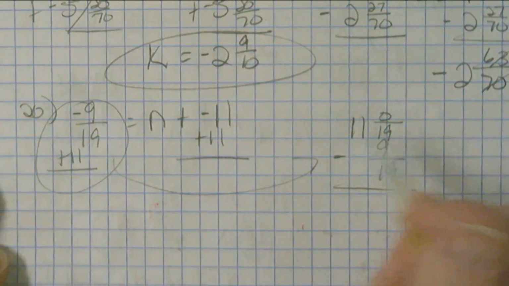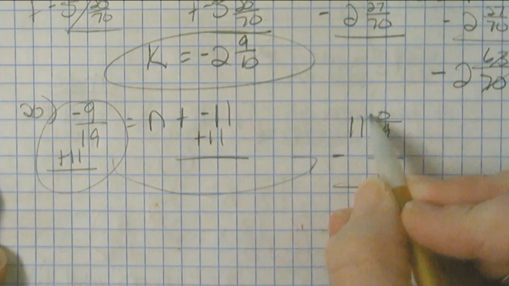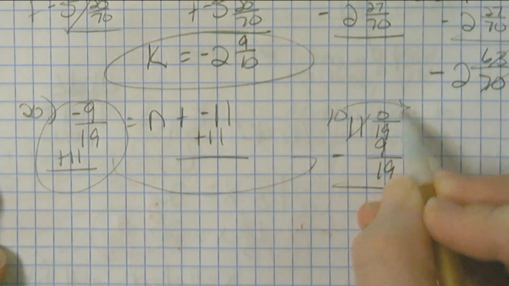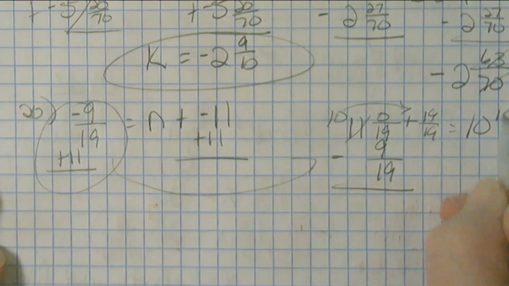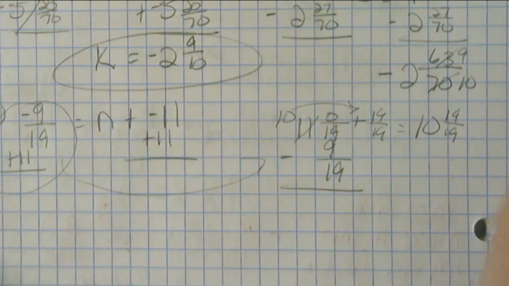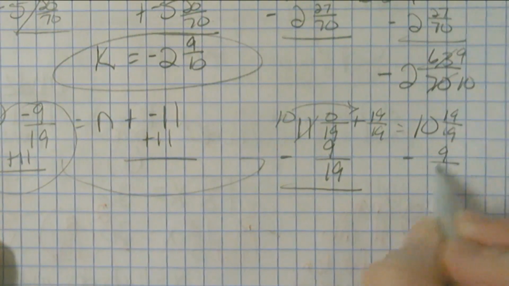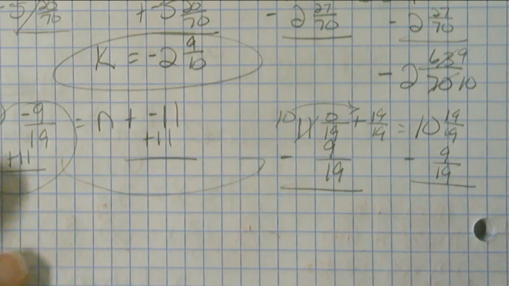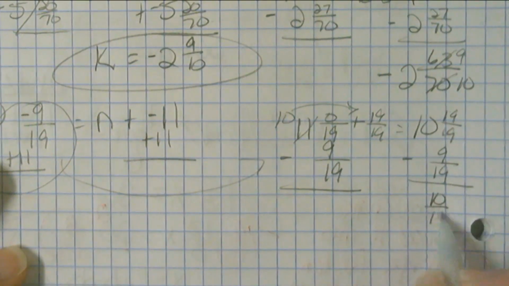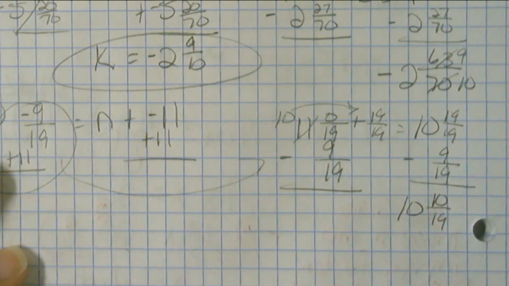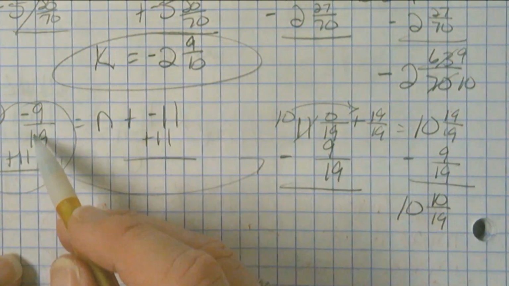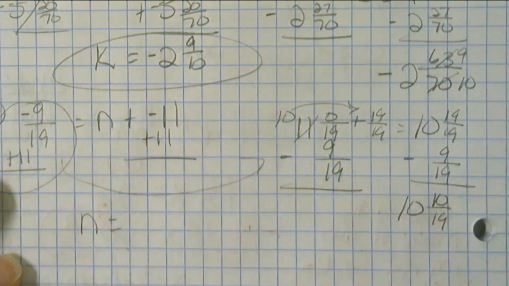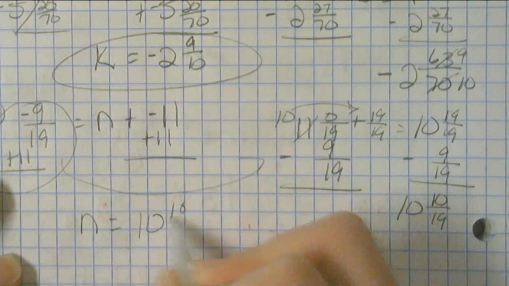So from here, I can go ahead and borrow. So the 11 becomes a 10. I'm going to change that 1 into 19 over 19. So I have 10 and 19/19 minus 9/19. Well, 19 minus 9 is 10. And 10 minus 0 is 10. So I have n is equal to positive 10 and 10/19.